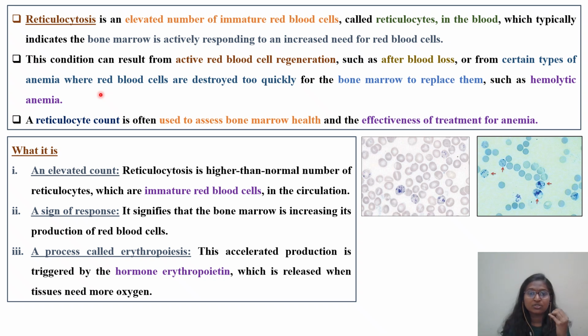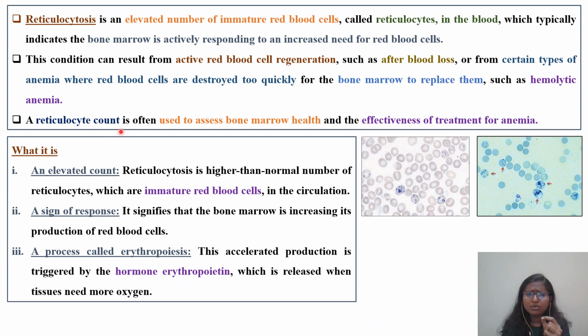In those conditions, red blood cells are destroyed too quickly. Generally the erythrocyte has a half-life span, but if they are dying before that, your bone marrow has to produce more RBCs to replace them, such as in hemolytic anemia. The disease condition I was mentioning here is hemolytic anemia.